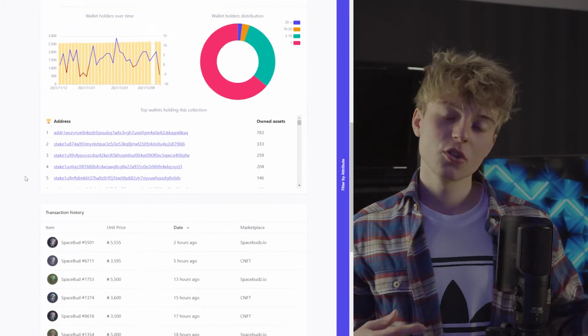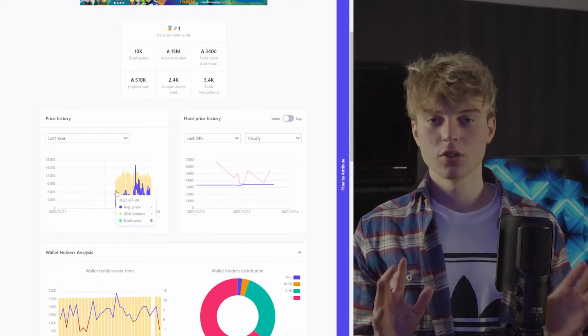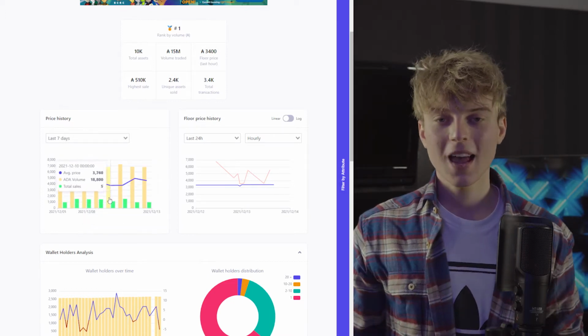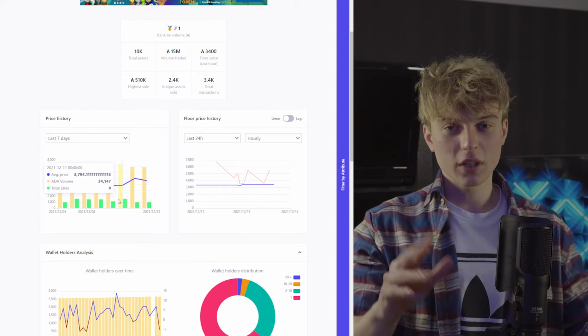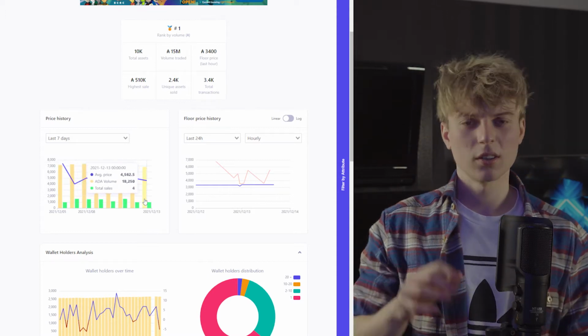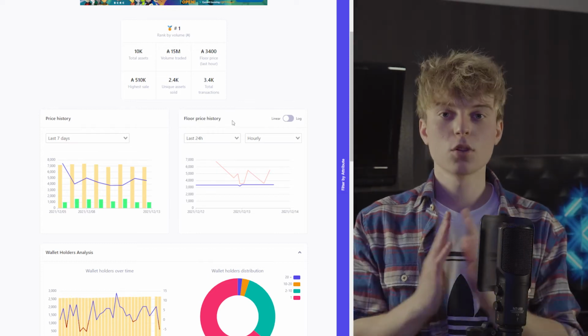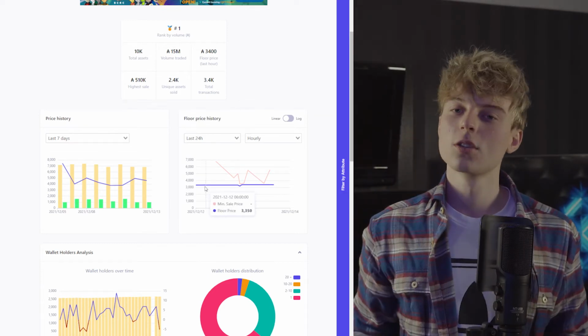But there's quite more. If you scroll down here, you see two different graphs. The first graph shows the average price, the ADA volume and the sales per day. With that graph you can draw conclusions on how hyped the project is and if investment is worthwhile. Sounds pretty easy, right? So let's take a closer look at the second graph.